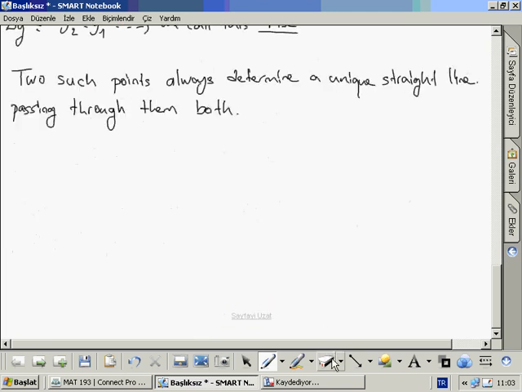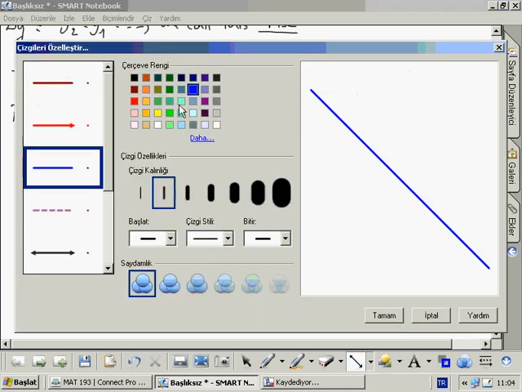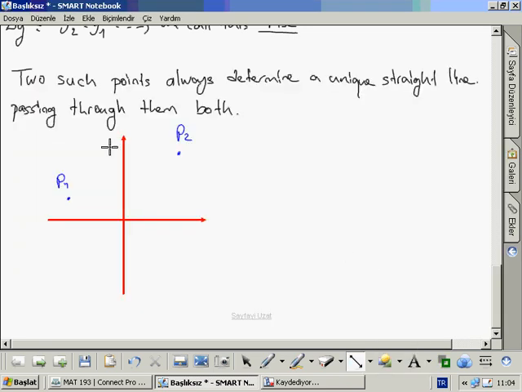For example, on the coordinate system, when you choose these points, like this is P1 and this is P2, you can sketch a line which is passing through these points.